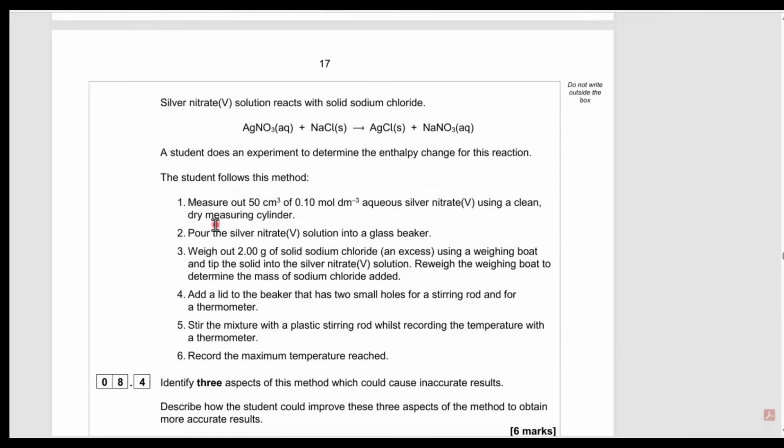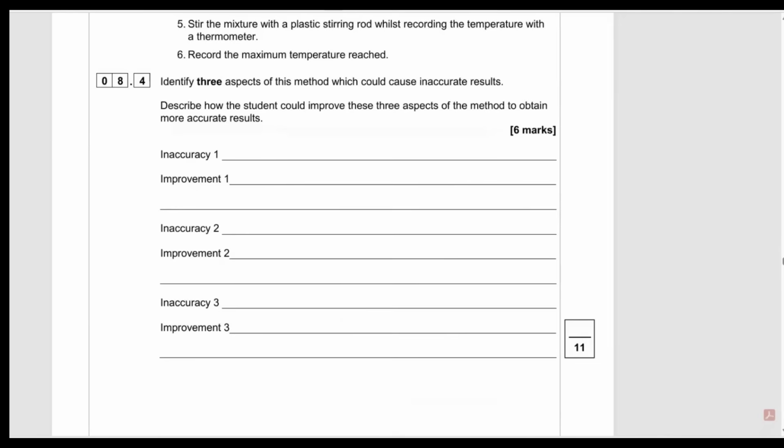So let's have a little butchers. Measure out 50 centimeter cube using a measuring cylinder. Right, in chemistry, measuring cylinders are not as accurate as what bit of equipment? So using a measuring cylinder, what would you use instead? A pipette, although we're doing A level. So let's delete that. Let's write volumetric pipette.